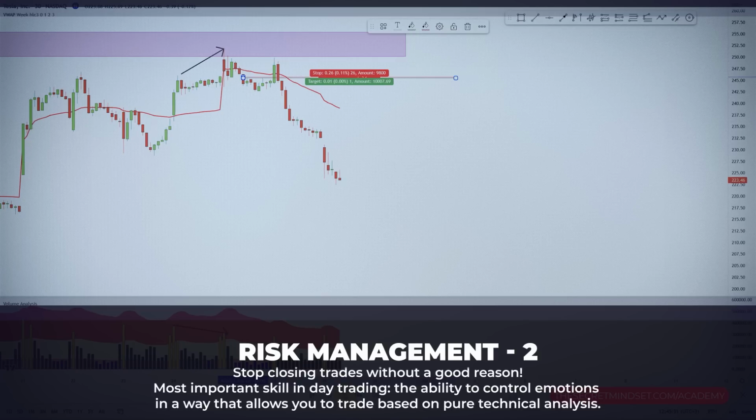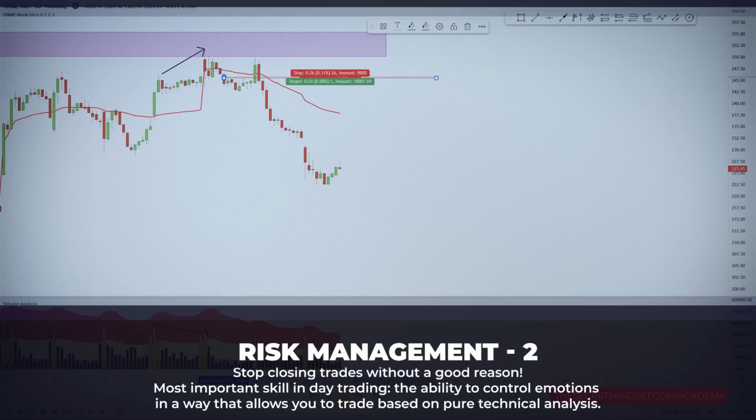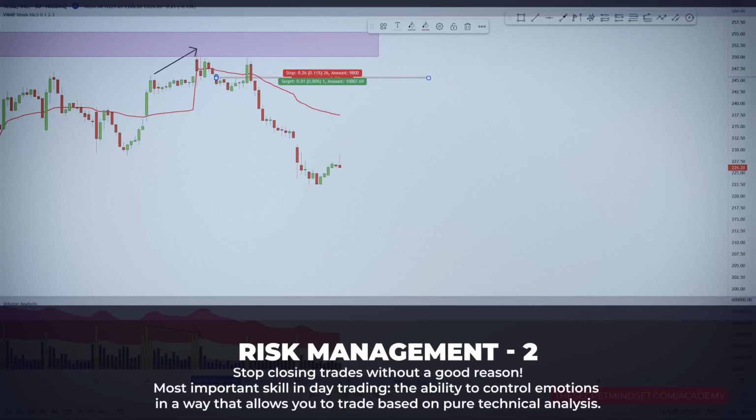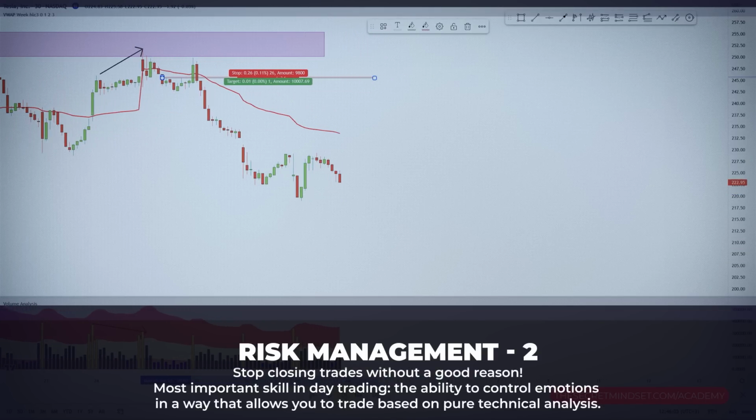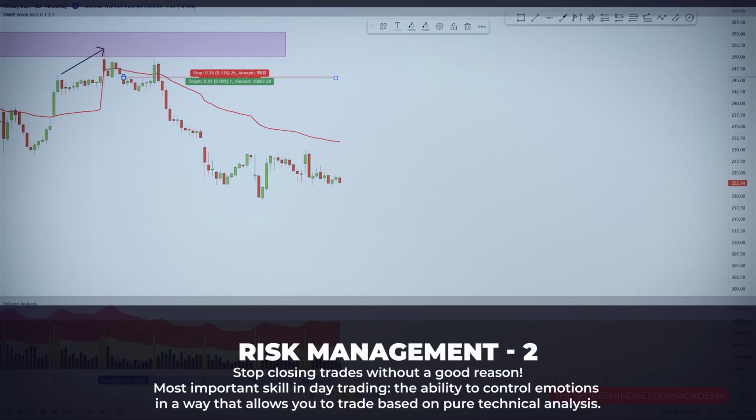One way to keep your emotions in check if you feel the urge to close a position early is to simply ask yourself, why am I closing this position? If your answer is anything other than a technical one, you are likely making a decision based on emotions.